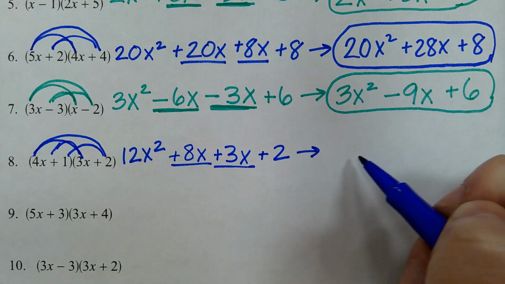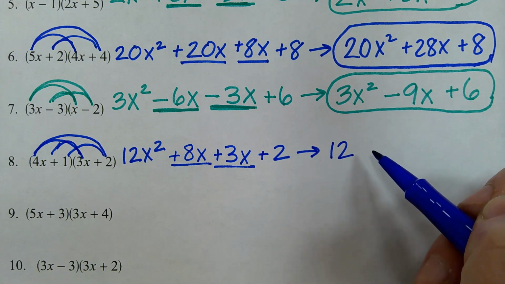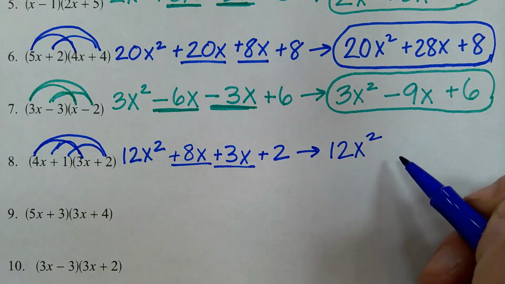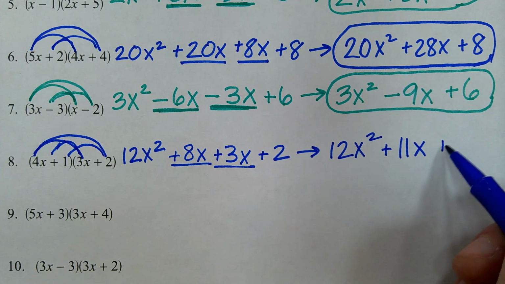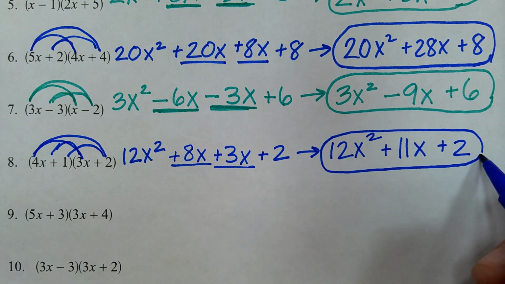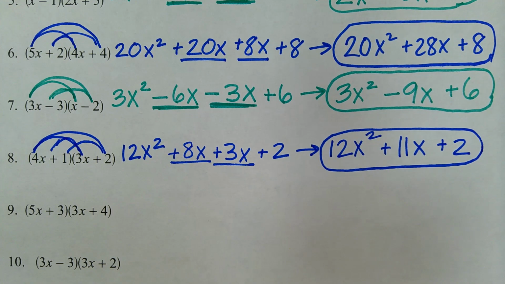8x plus 3x is? Yeah, 8, 9, 10, 11. 11x. So we've got 12x squared plus 11x plus 2. And we circle it. That's our answer. Okay. Any questions about number 8?